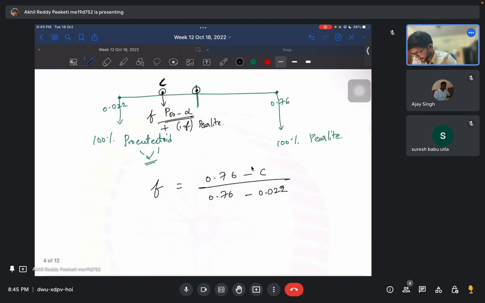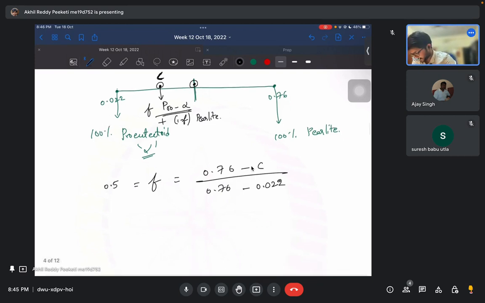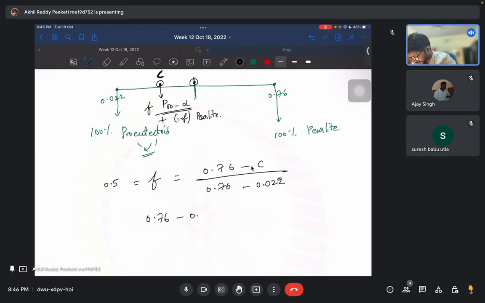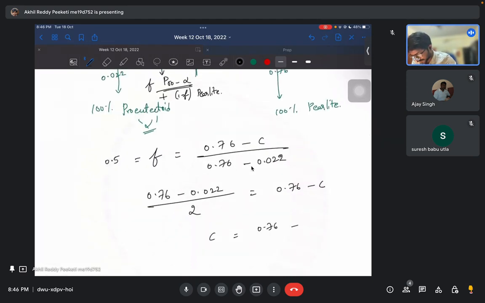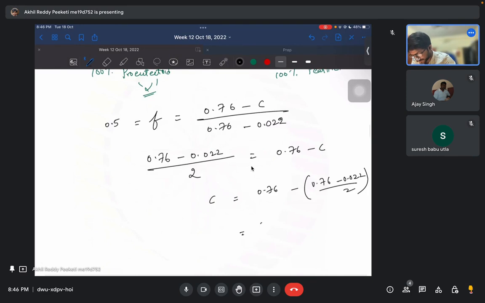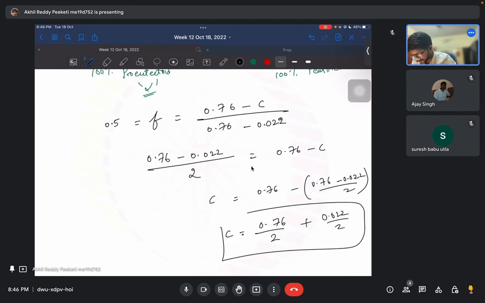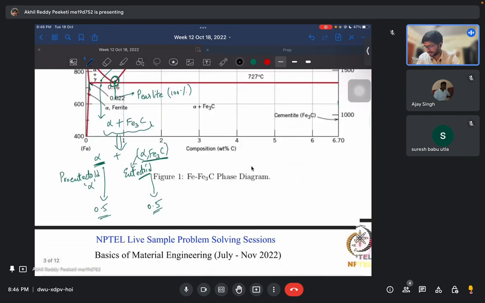Okay. Now it's given this as 0.5. So 0.76 minus C by 0.76 minus 0.022 is equal to 0.5, so C is 0.76 minus 0.76 minus 0.022 by 2. So this is basically 0.76 by 2 plus 0.022 by 2. Okay, so it's just the average because it's 50-50. But if it is some fraction f, then you would get it correspondingly. Okay. Suresh, is this clear?